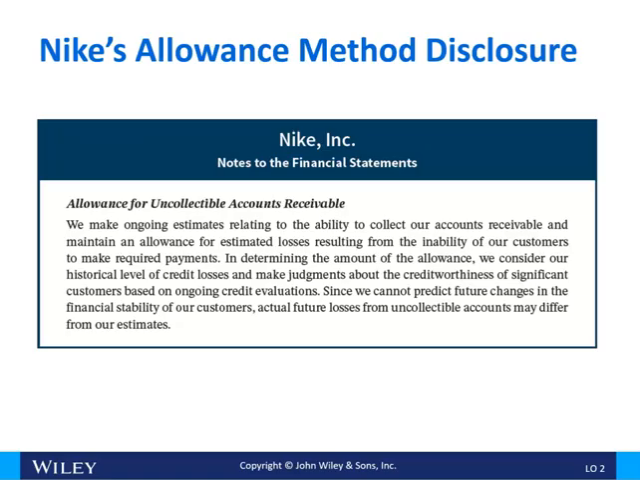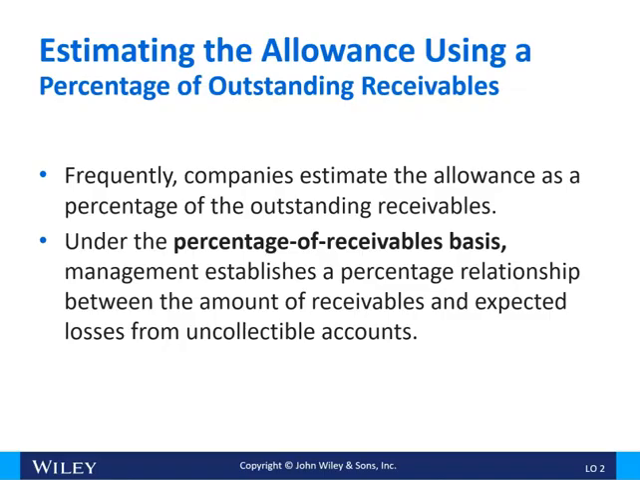Since we cannot predict future changes in the financial stability of our customers, actual future losses may differ from our estimates. Okay, so they're recognizing that it's an estimate and that the actual losses may be different. Percentage of outstanding receivables is a common way of estimating the losses. They estimate the losses as a percentage of what's outstanding. Under this basis, they establish a percentage relationship between the amount of receivables and expected losses from uncollectible accounts.